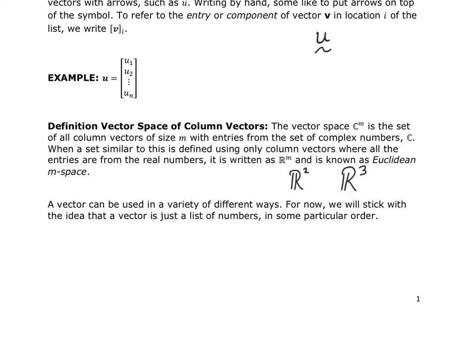A vector can be used in a variety of different ways, so you'll see them in other disciplines. For right now, we're just going to think of a vector as a list of numbers. We're not necessarily going to do the graphing part of it, because you may see a vector with a graphical interpretation, especially in 2 or 3 space. Right now, we're just going to think of them as sets of numbers.